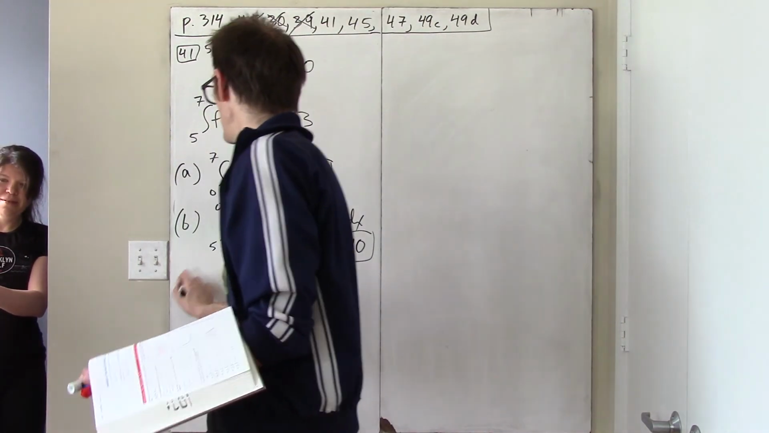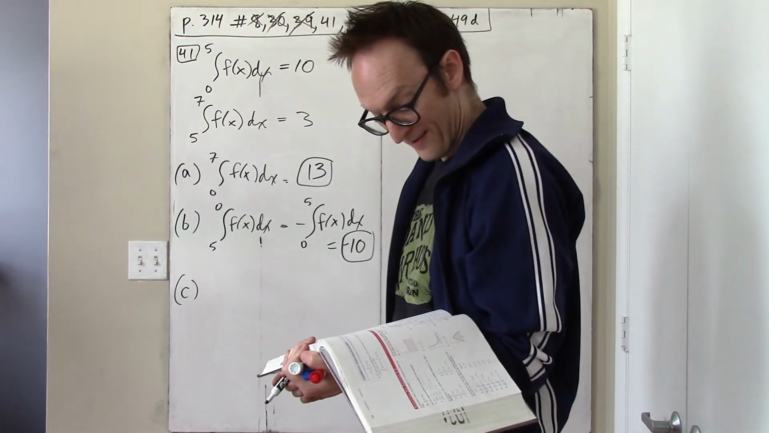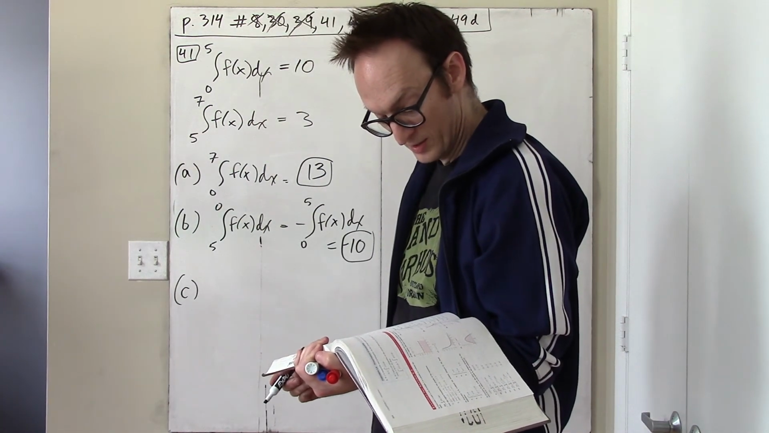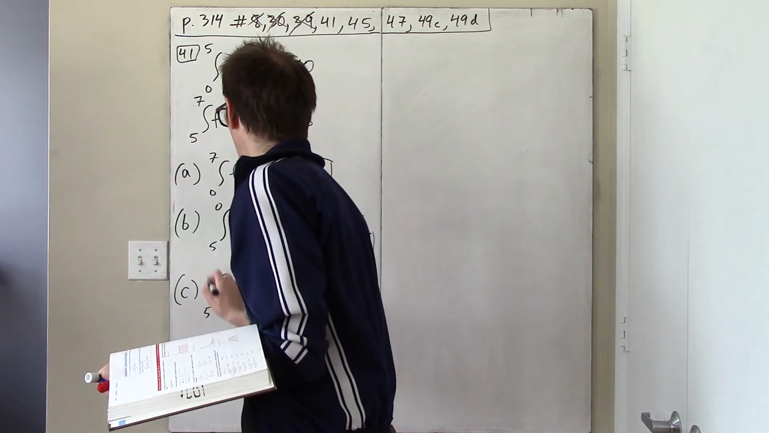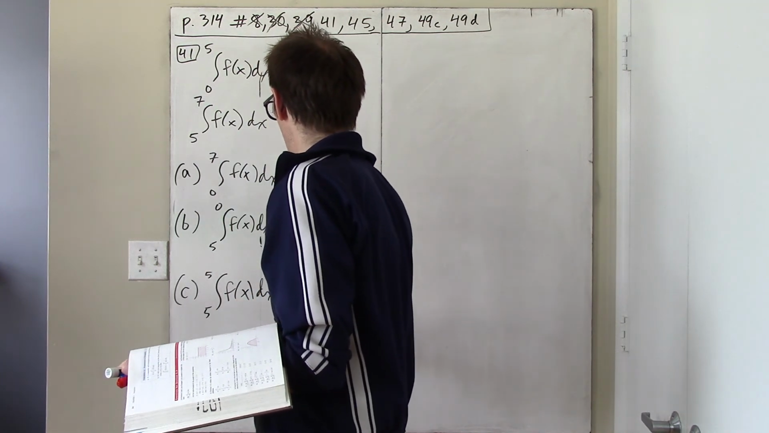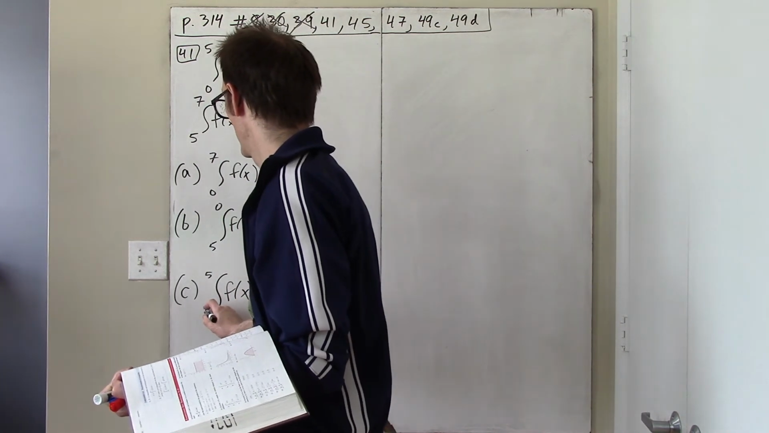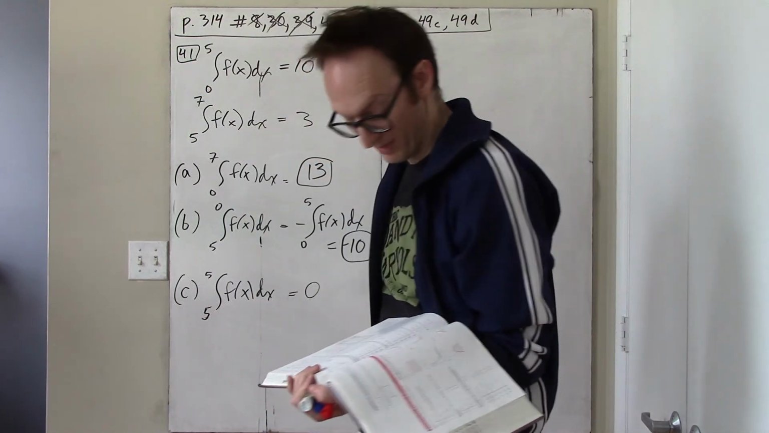Okay, part C. What's the integral from 5 to 5? Dude, that's just 0. That's another fact which is seemingly silly and obviously true, but kind of maybe important or something.